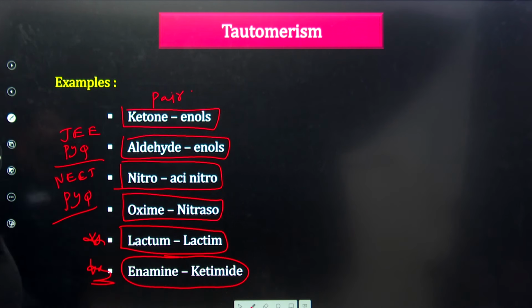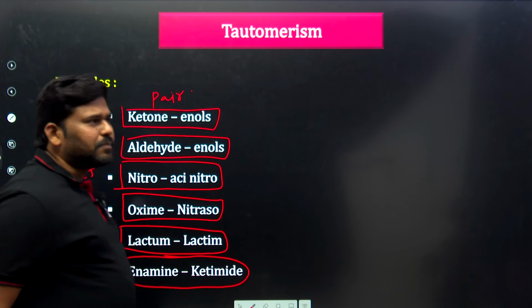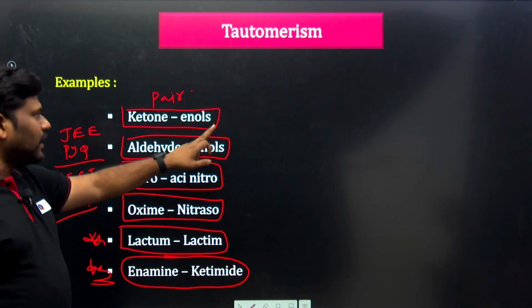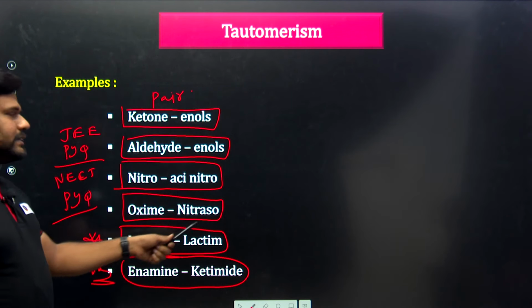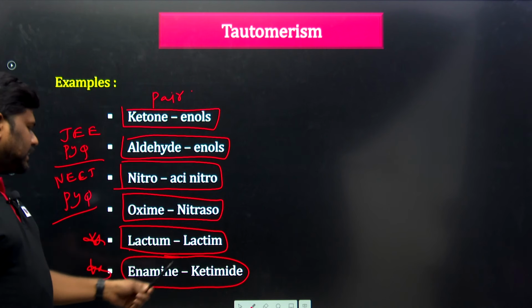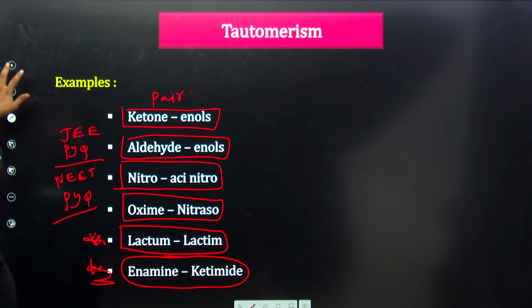So these are called the 6 pairs here. So 6 pairs are important. Again I am repeating, listen carefully: ketone-enol, aldehyde-enol, nitro-aci-nitro, oxime-nitroso, lactam-lactim, enamine-ketimine. The 6 examples are tautomeric examples.